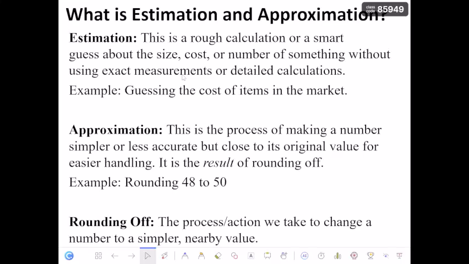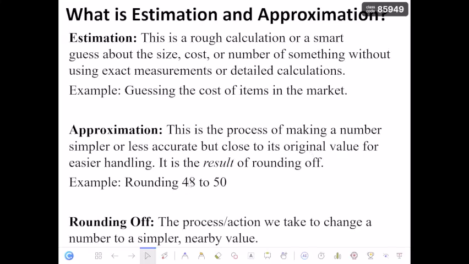Or you may want to buy something in the market, you don't know the exact price. You may just give a rough estimate. So in that case, you are doing estimation. Then in approximation, you are trying to round up a number or round down, and that is what we call the rounding off. So approximation is the process of making a number simpler or less accurate, but close to its original value for easier handling.